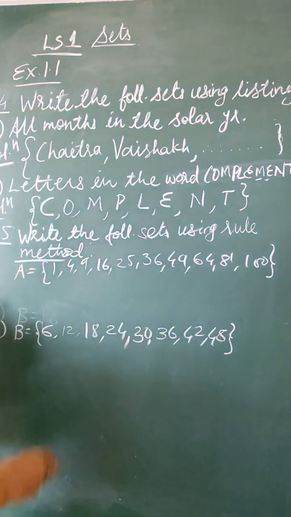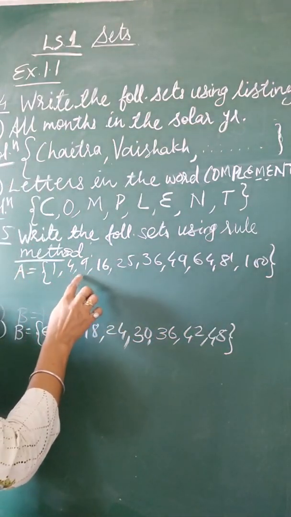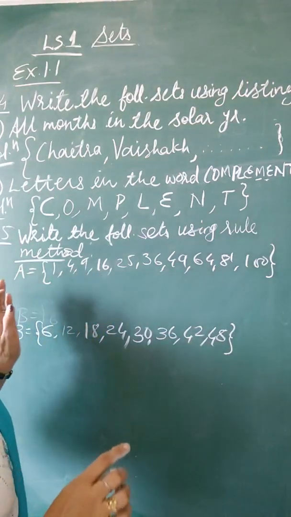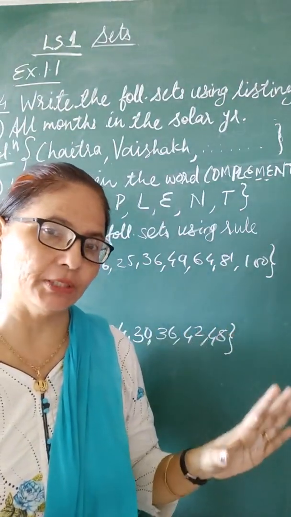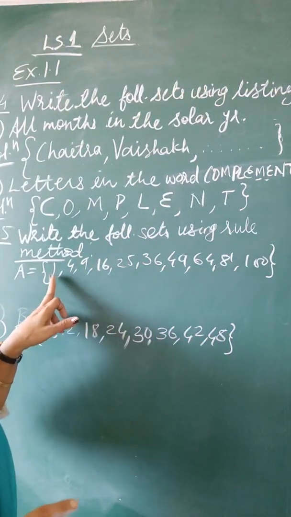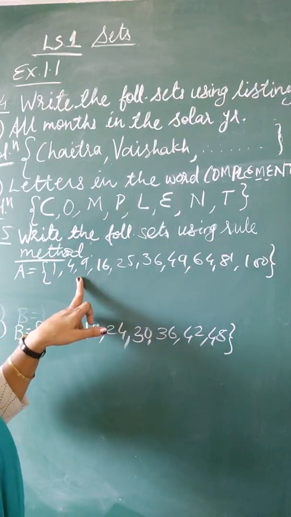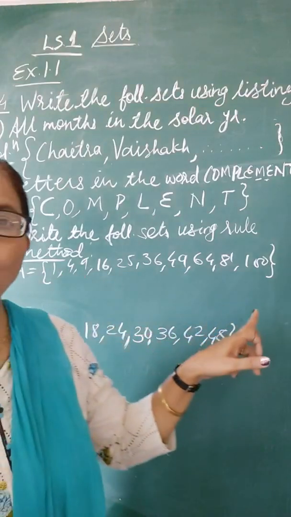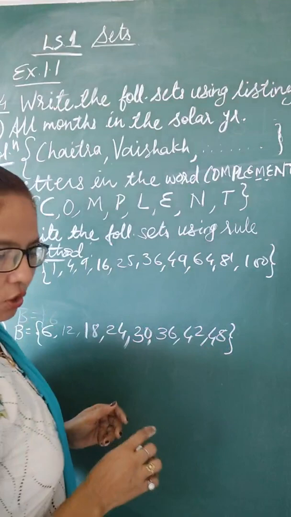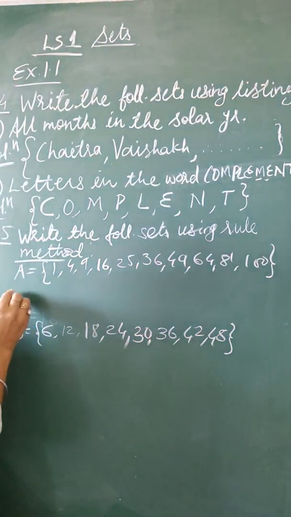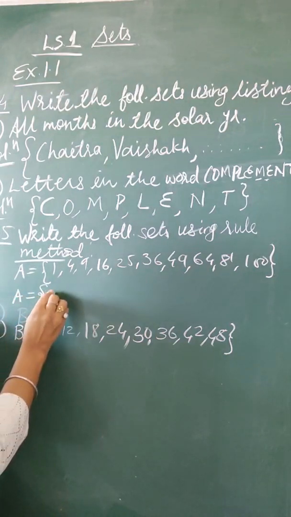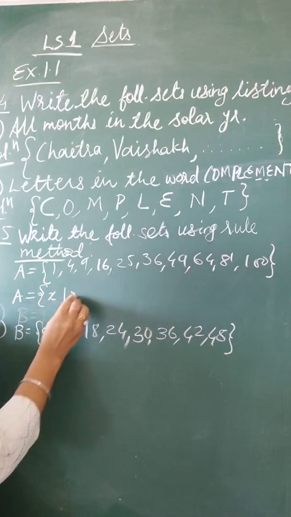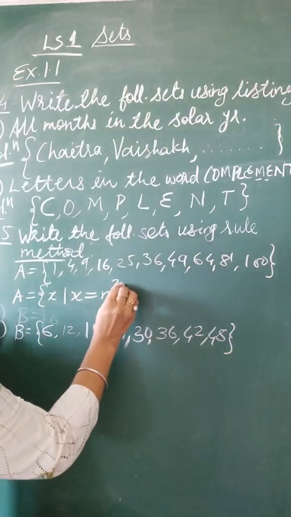Now as you can see here, this 1, 4, 9, what type of numbers are these? These are all squares of natural numbers. 1 is the square of 1, 4 is the square of 2, 9 is the square of 3. So in this way you can see these are all squares. It means you will write that A is the set of, you will take a curly bracket, x such that x is equal to n square.